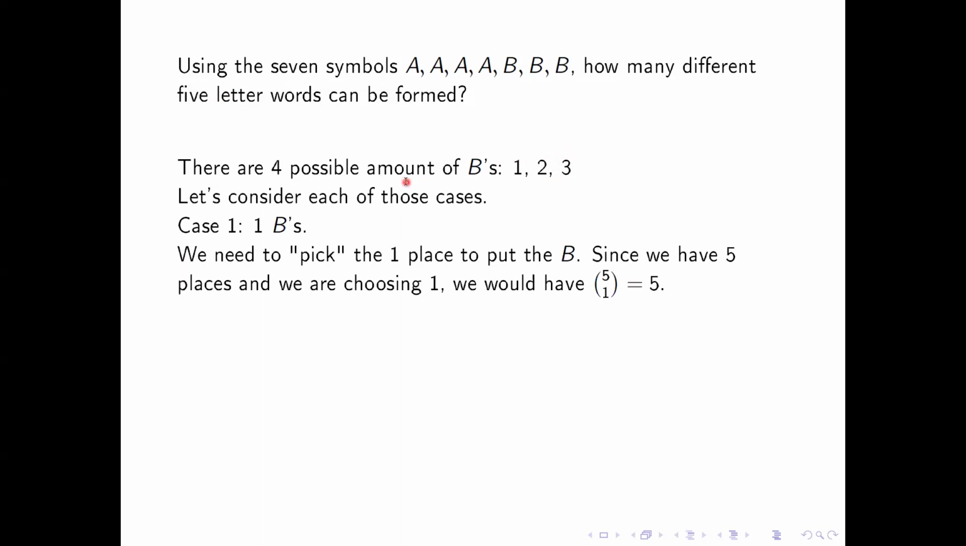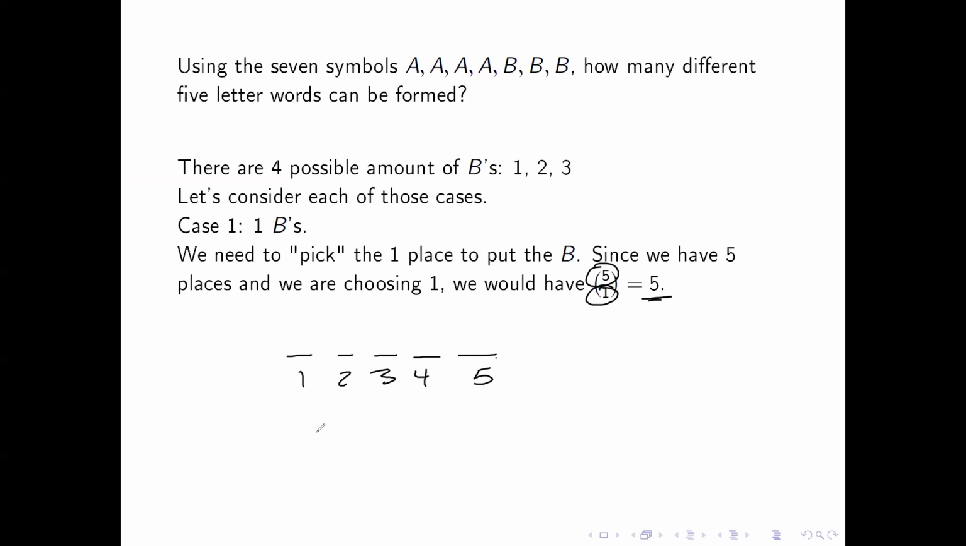If I have 1 B, then we're picking the place for that B to go, because that B is going to have to live in one of these 5 spots. Now, what if I number these spots 1 through 5? You're really picking the number 1 through 5 that the B goes in. Well, there's 5 possible numbers and I'm choosing 1, so there's 5 of them.